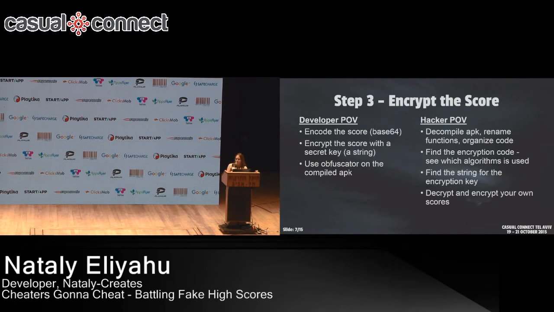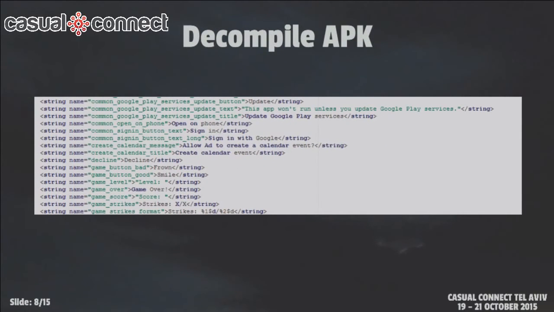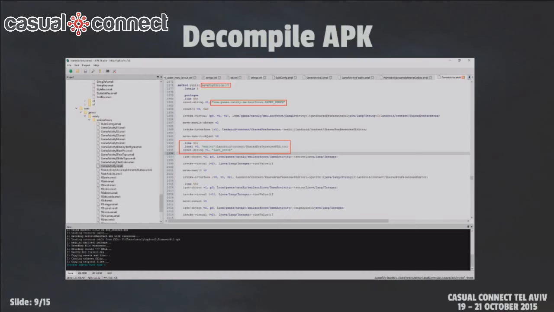So just so you can see a bit what it looks like, one of the things you can see when you decompile an APK is all the strings in the app. So you have strings like, what do I have here? Like, yeah, this is from a game I made called Smile or Frown. So you have the words smile and frown and level, and you're gonna have the password in there somewhere if it's a string. So that's an easy way to find the password.